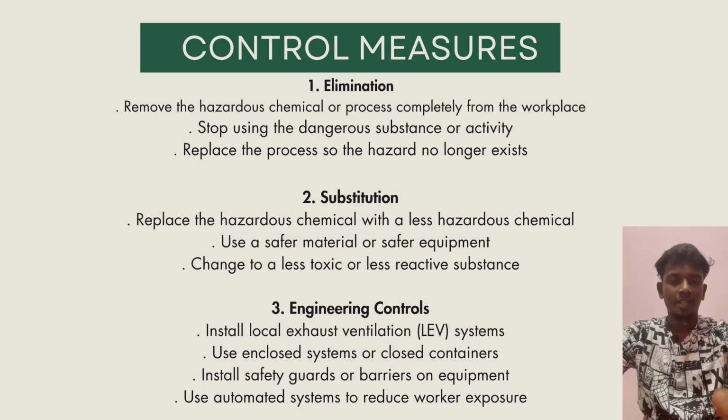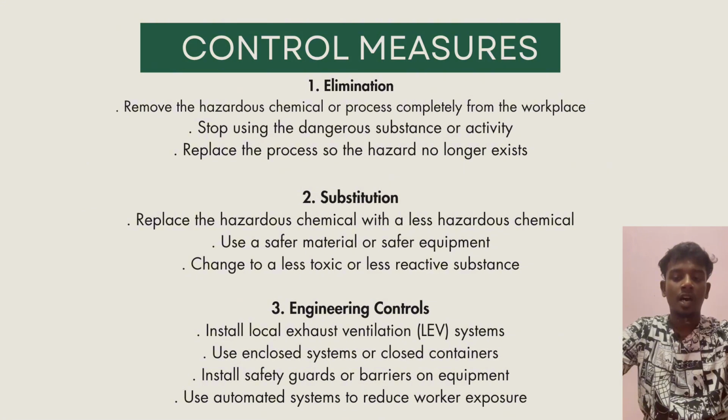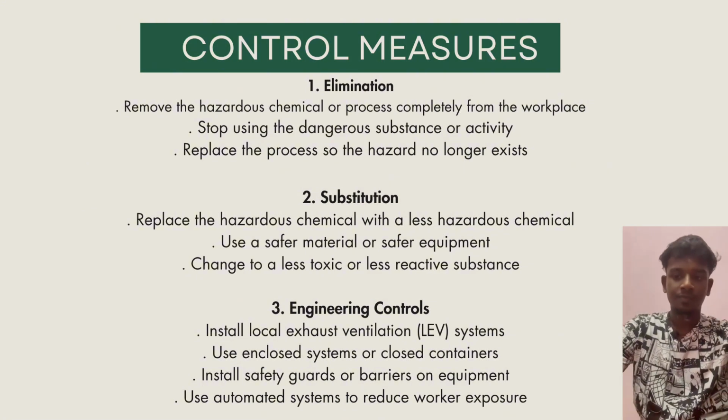First thing, elimination. Elimination is removing the hazardous chemical or process completely from the workplace. Stop using the dangerous substance or activity. Second point, substitution. Replace the hazardous chemical with a less hazardous chemical, and change to a less toxic or less reactive substance. Third point, engineering controls. Install a local exhaust ventilation, which is an LEV system. Use enclosed systems or closed containers.